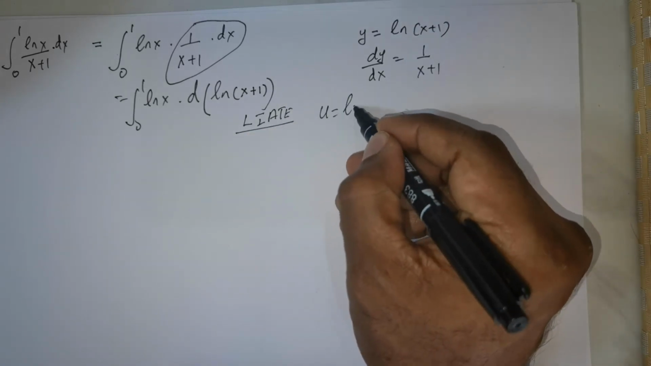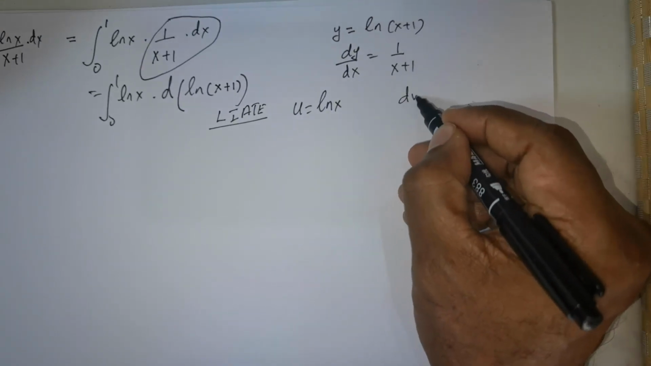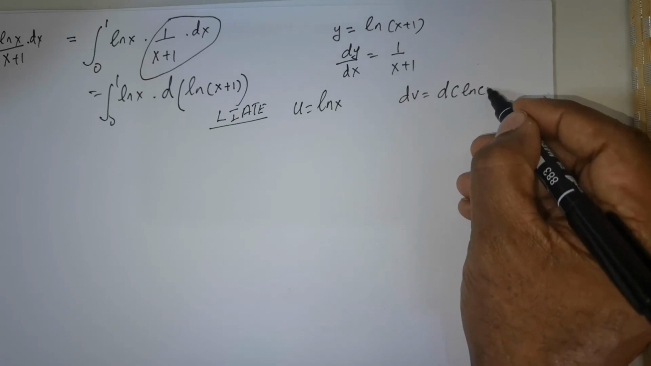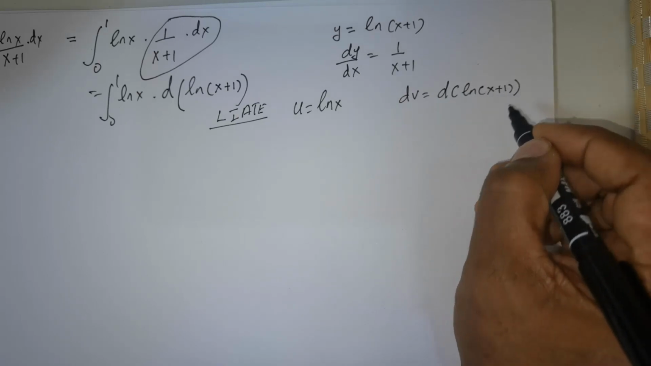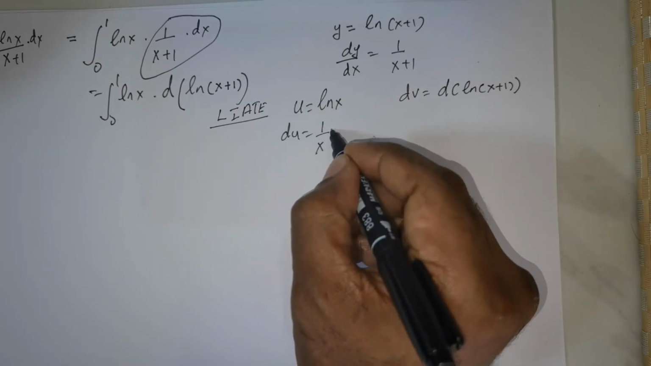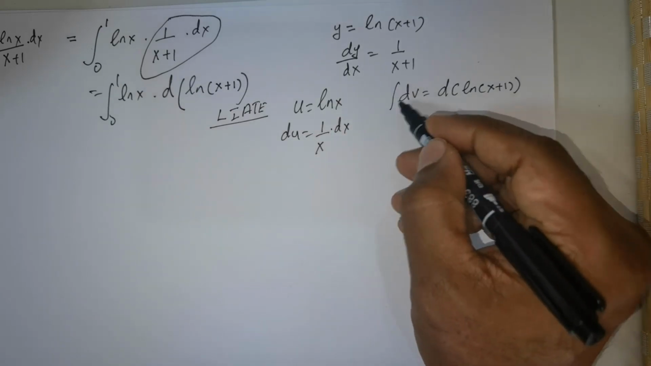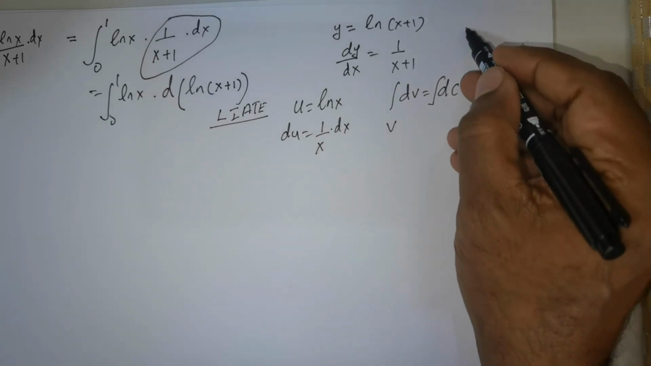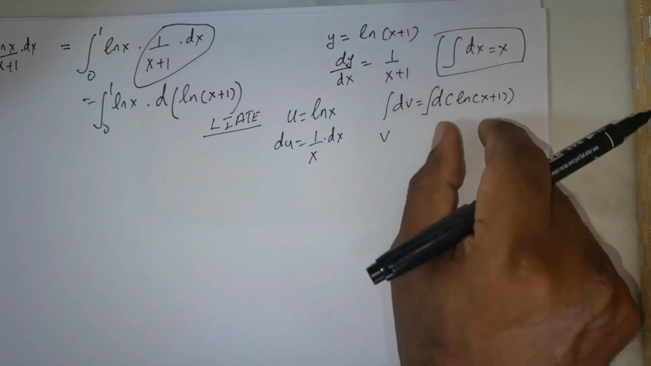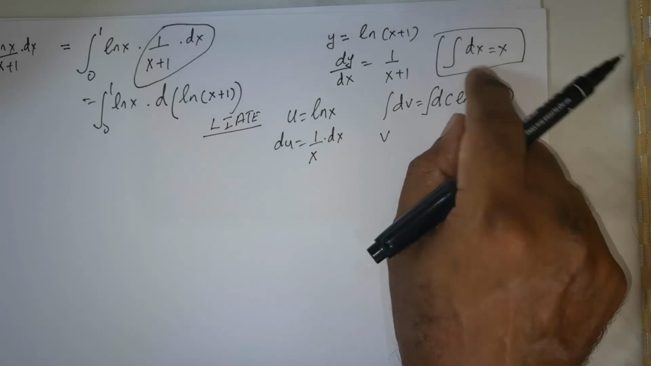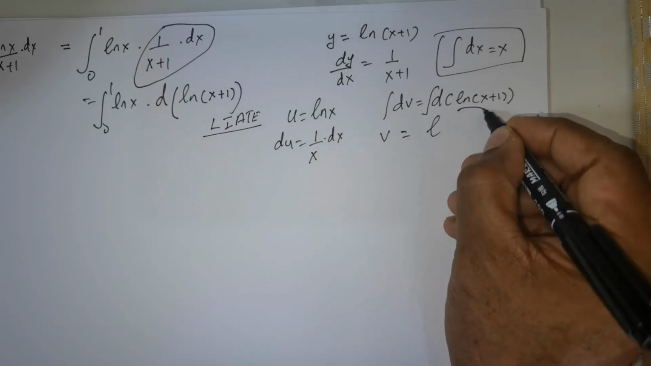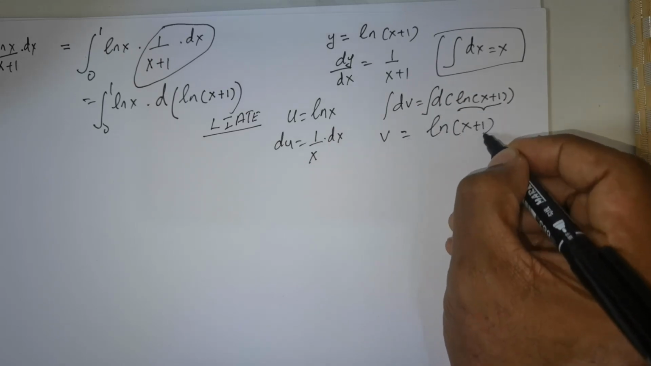So I would take u to be ln x and dv to be d of ln of (x + 1). Now if you were to differentiate this, I get du is equal to 1 over x times dx. I will integrate this. Now the integral of dx will give you what? The integral of dx will give you x, right? Now you have to view it as x, dx. So when you integrate this, this is going to give you this term, ln of (x + 1).